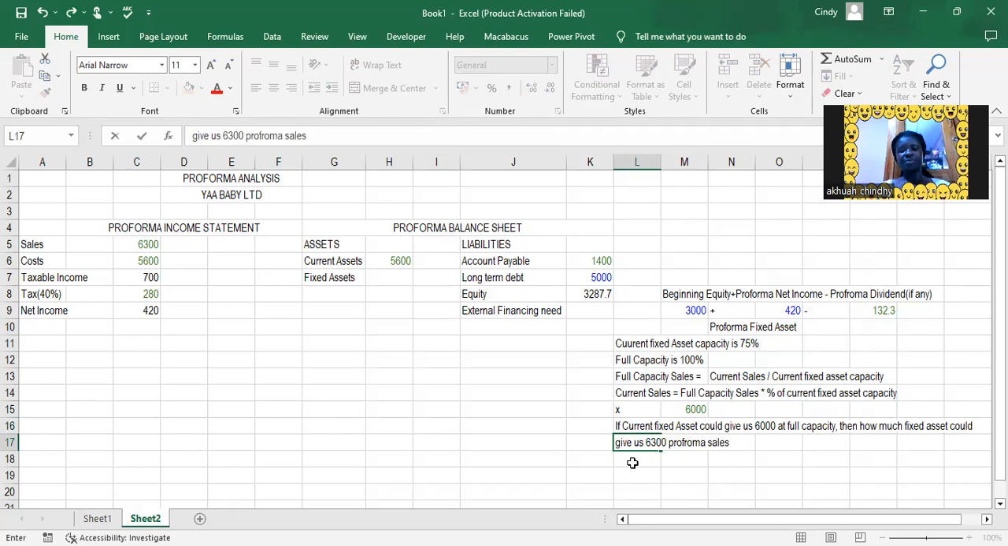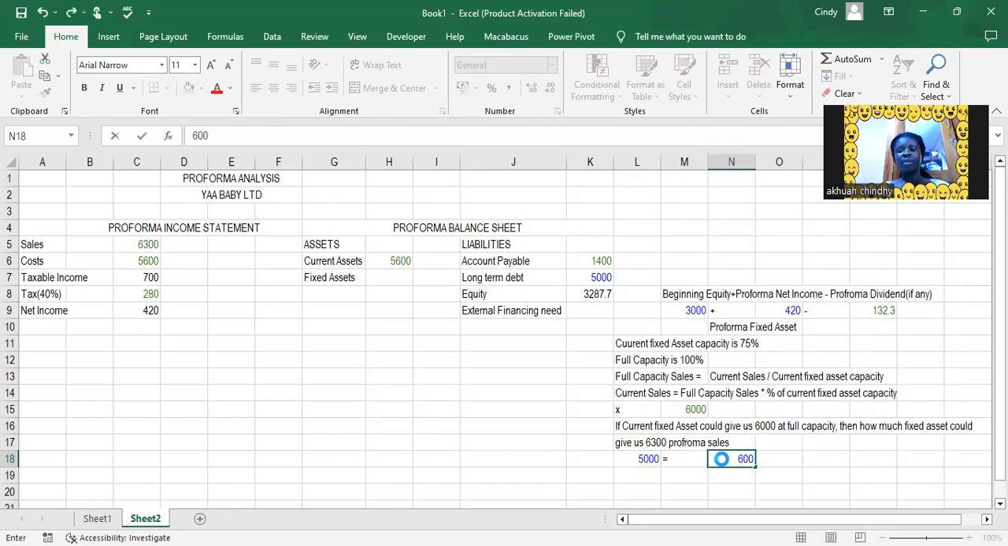So using the statement, if our current fixed asset, which is 5,000, is equal to what? If 5,000 of our current fixed assets will give us 6,000.